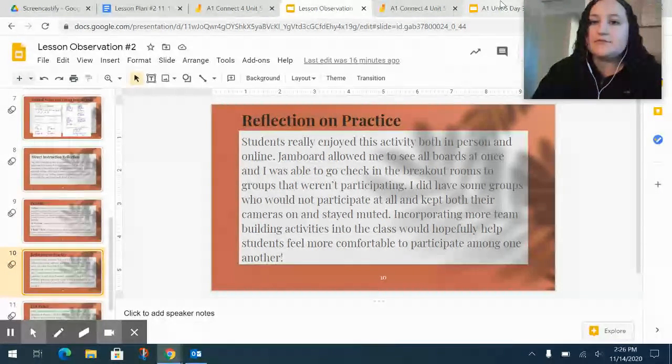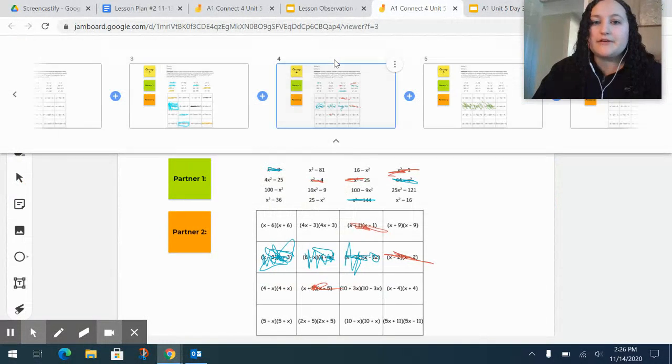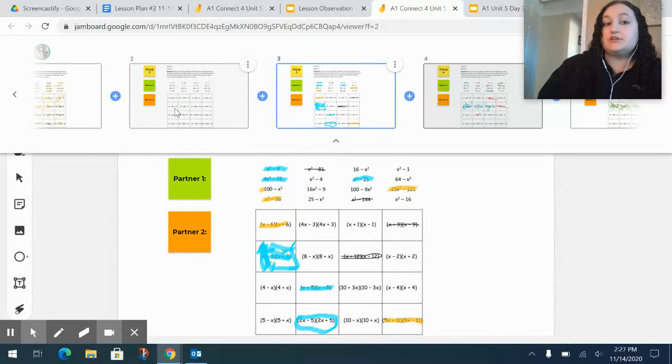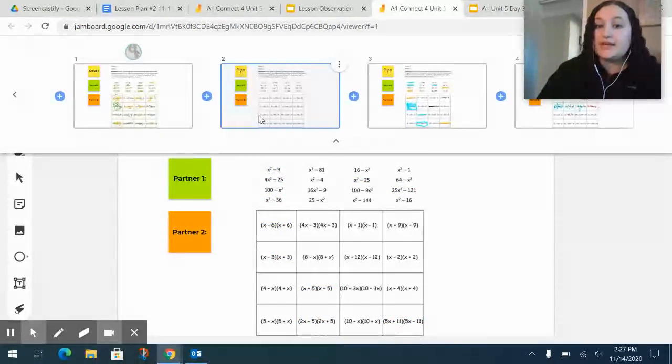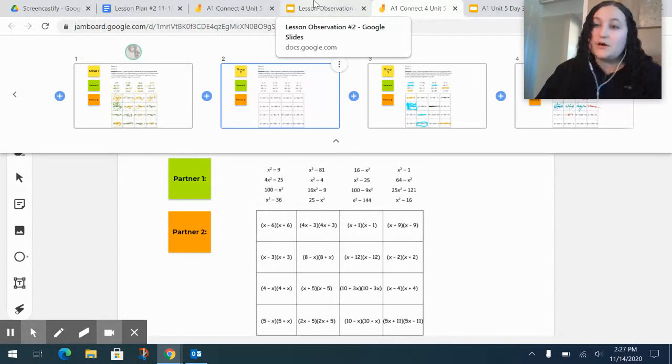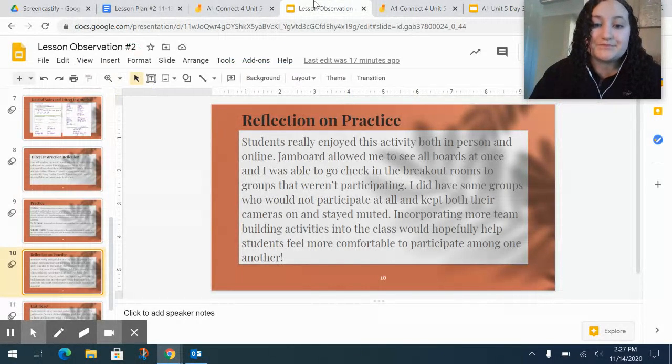And the cool thing about Jamboard, and I'll show it to you real quick, is if I pull down this tab, I can see every single board at once pretty quickly. So if I saw right here, and actually, group 2 is a complete blank board, I could go to breakout room 2 on Zoom and be like, hey, what's going on? Why isn't anyone doing anything? Maybe I need to clarify directions, or maybe none of the students were participating in the breakout room. So I thought that was a cool feature for me to watch what's going on without actually being in every single breakout room at once.